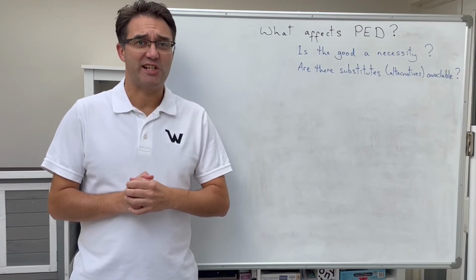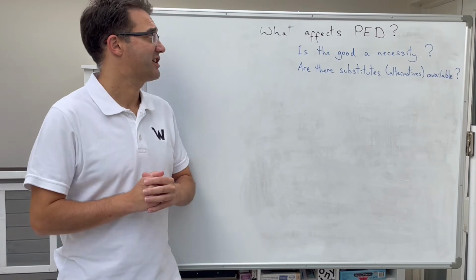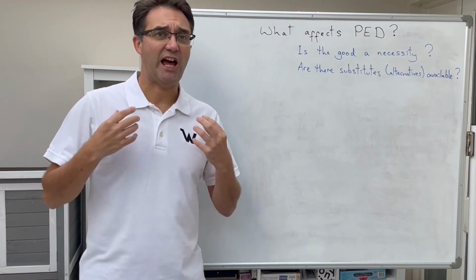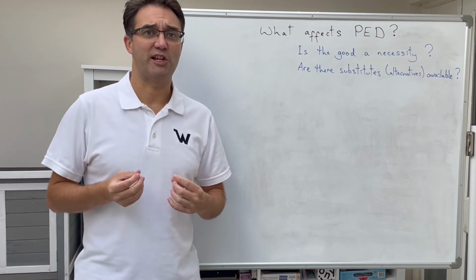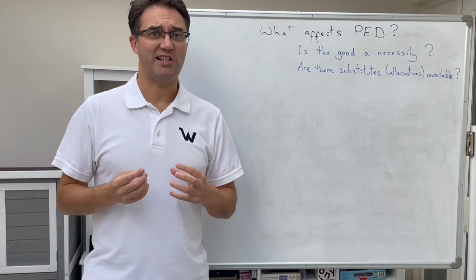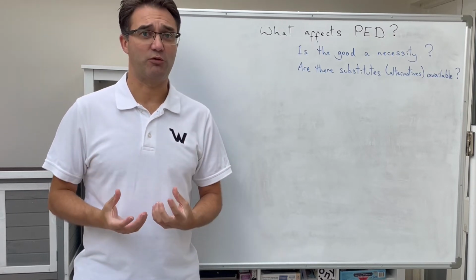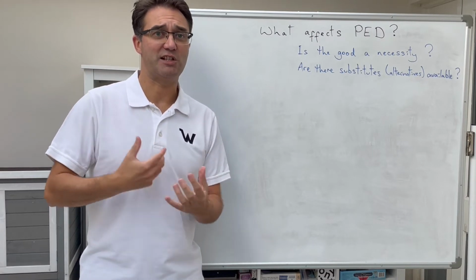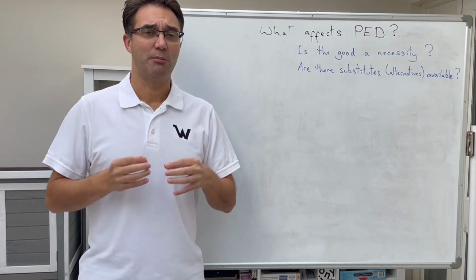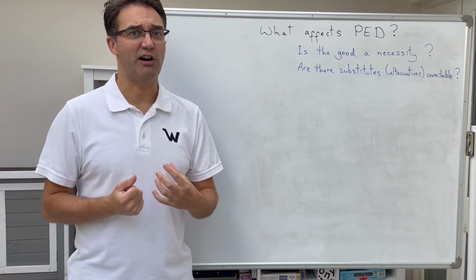So what affects the price elasticity of demand of a good or service? Well, there are two main factors. The first factor is whether the good is a necessity. Do consumers have to buy that good or service in order to survive? In the case of petrol, the way we've built our society is that most people have a petrol or diesel powered car. If they want to travel to work or for leisure, they're having to buy petrol. Because of that, we'd see very inelastic demand. People need that good in order to be able to function in their daily lives.